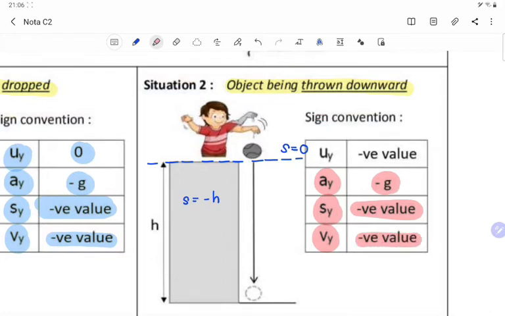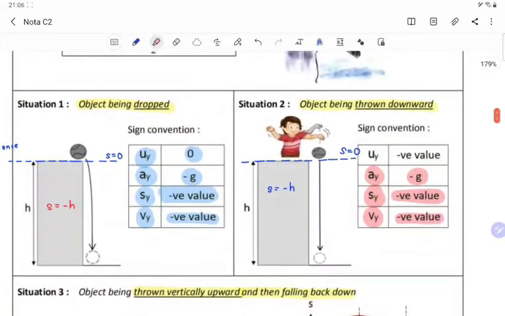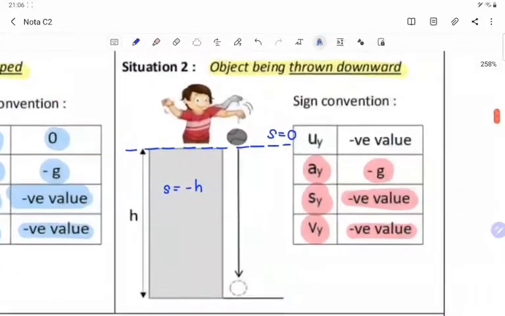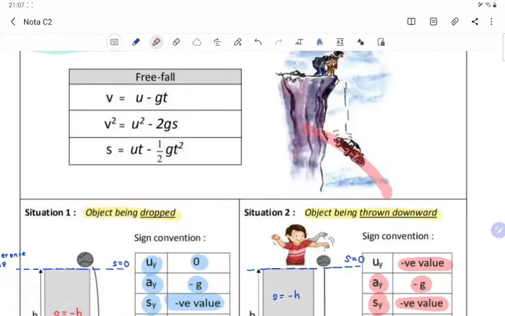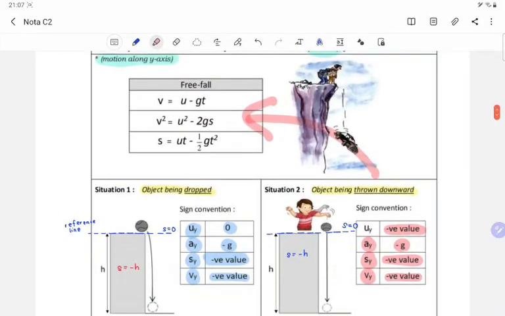Okay, now kita nak tengok initial velocity UY. Okay, berbeza dengan yang tadi bila kita dropkan, asalnya dalam keadaan stationary. So, UY kita tadi adalah kosong. But now, kita bantu objek tu untuk turun ke bawah. Kita baling dia. So, UY ada initial value. And because it's going down, UY kita adalah negative. So, the same if you want to use the equation, pastikan maklumat yang dimasukkan adalah betul untuk situasi kedua.